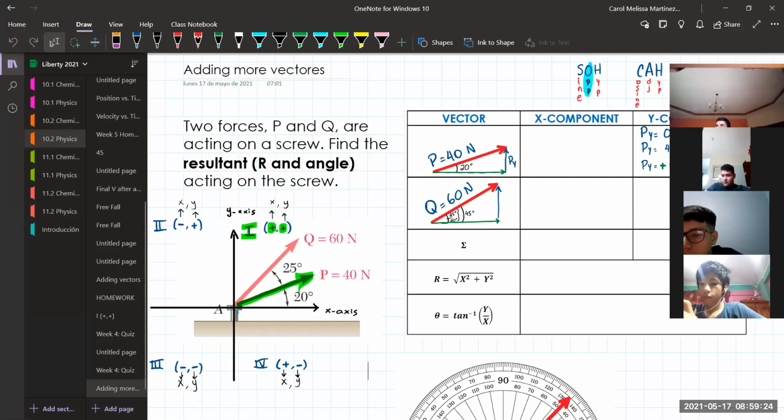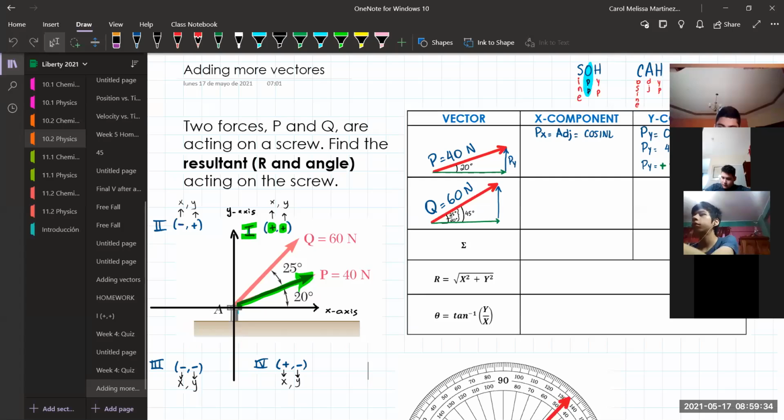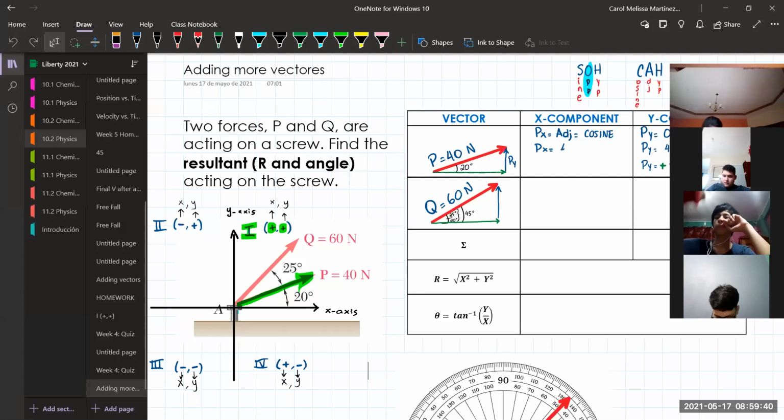Therefore, the x component is going to be the other trigonometric function. So Px is going to be adjacent, and it's going to be using cosine. So you say Px equals 40 Newton times cosine of the angle 20 degrees. How much is Px?